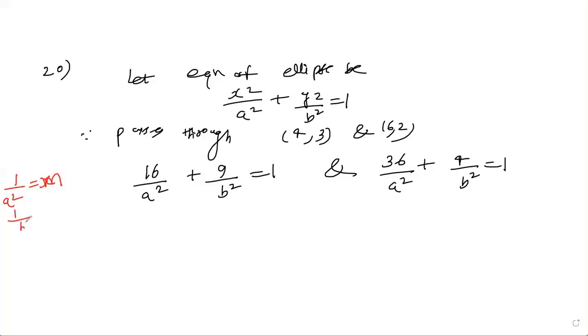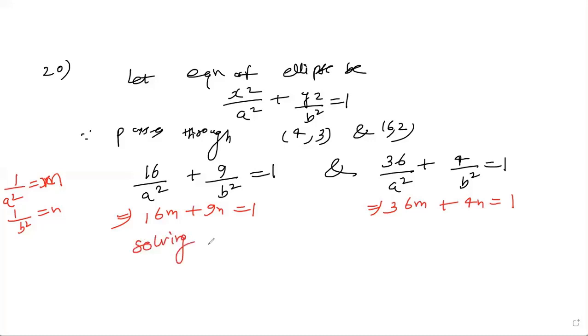And let us consider 1 by b square as n. So this equation will be converted to 16m plus 9n equal to 1, and this will be 36m plus 4n equal to 1. Now let us solve. Any approach, whatever you all want, you all can solve. I'm not showing that, I'm just telling the final answer. After solving these 2, you all know very well how to solve this.